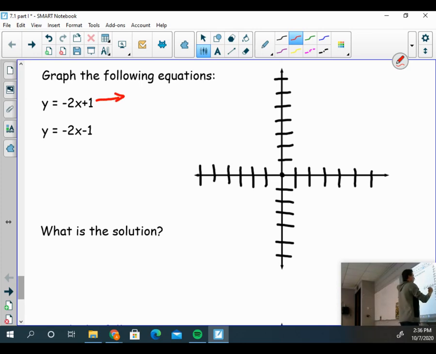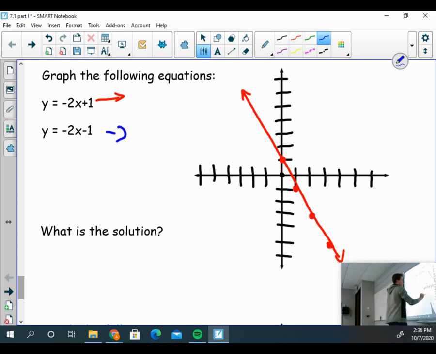So this equation, I'm going to start at +1. And according to the slope, I'm going to go down 2 over 1. Down 2 over 1. Then I'm going to draw a line right through it. Now I'll do my other one. We're going to start at -1. Again, down 2 over 1. Could even go the other way, go up 2 over 1. Then I'll draw my line.